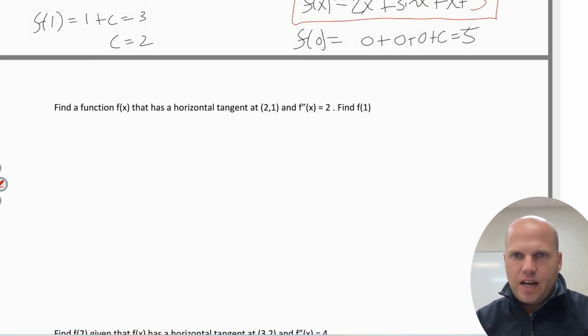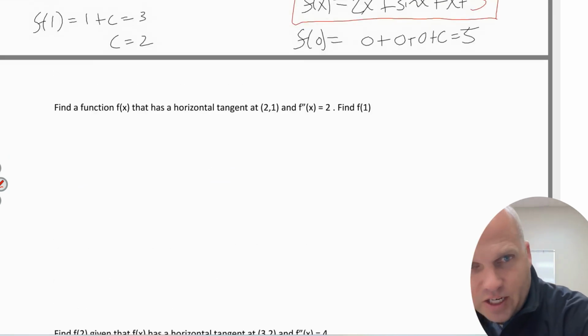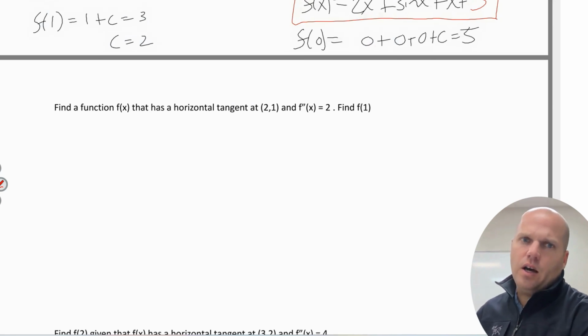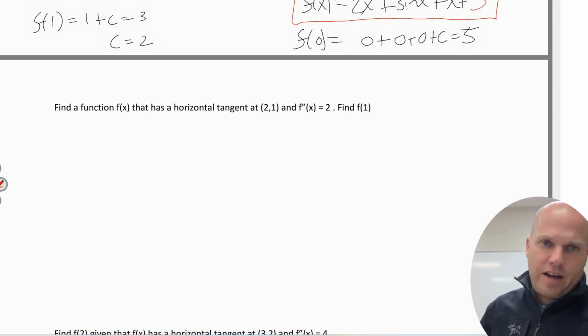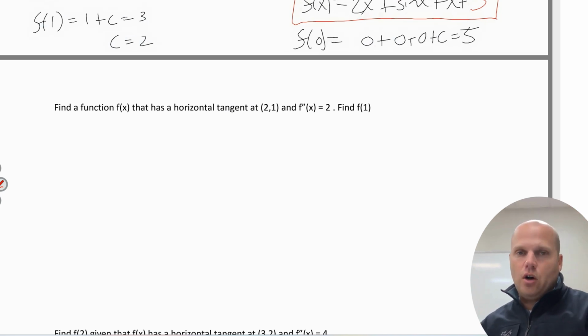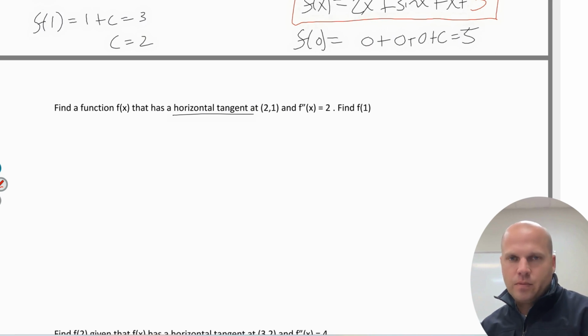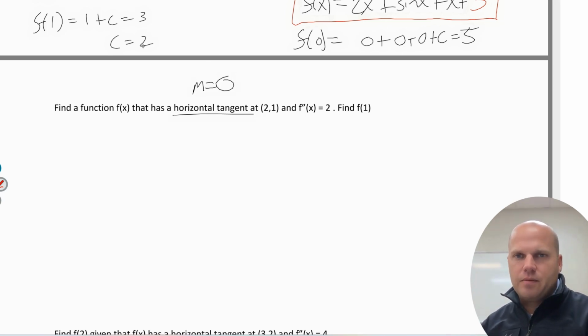Find a function f that has a horizontal tangent at (2, 1), and the second derivative of x is 2. Find f of 1. So here's the key. What does it mean to be a horizontal tangent? Well, you're thinking horizontal tangent means the slope of 0. You got to be able to do this yourself. I hope you're not just copying this down. That means the slope when x is 2 is 0.